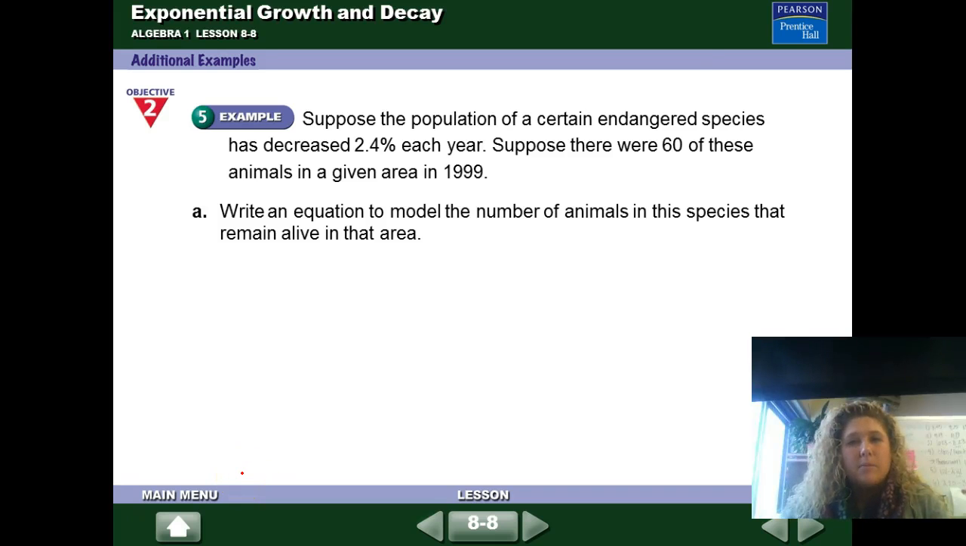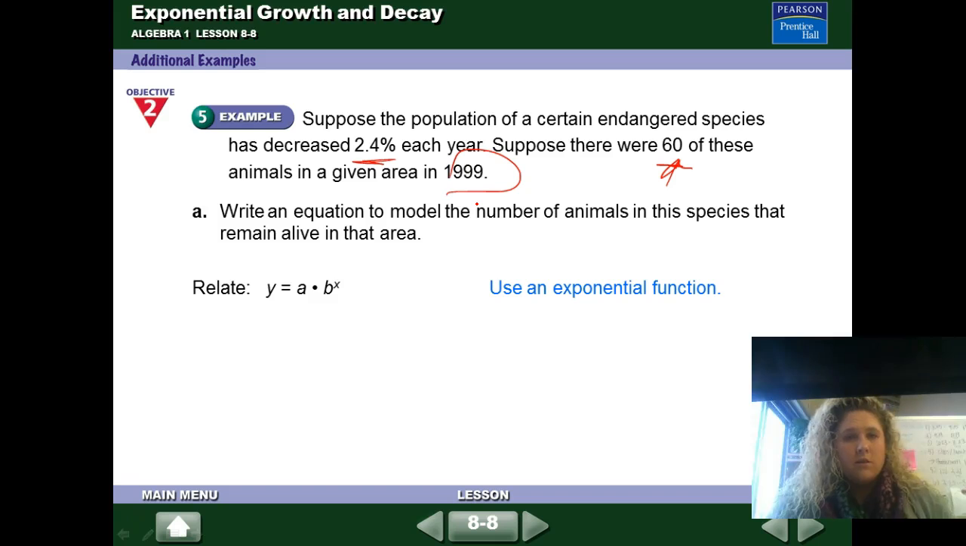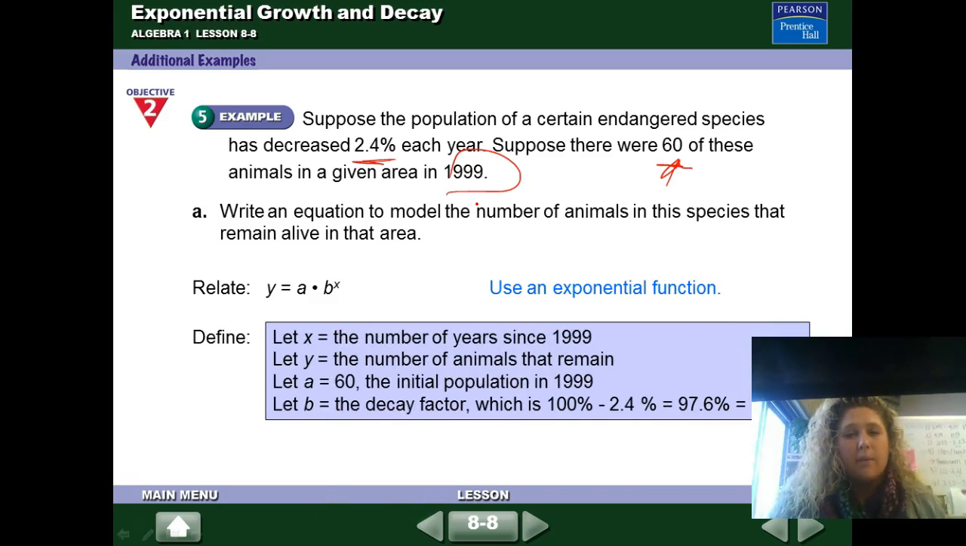So here's the problem. Suppose that the population of an endangered species has decreased 2.4% each year. There were 60, my A value, my initial starting amount of these animals in the year 1999. Write an equation to figure this out. We're going to use that same exponential function setup. We know x is going to be the number of years, y is going to be the number of animals remaining. So this is kind of that total running. A is going to be 60 here because that is my initial, that is my starting. That happens for both exponential growth and decay.